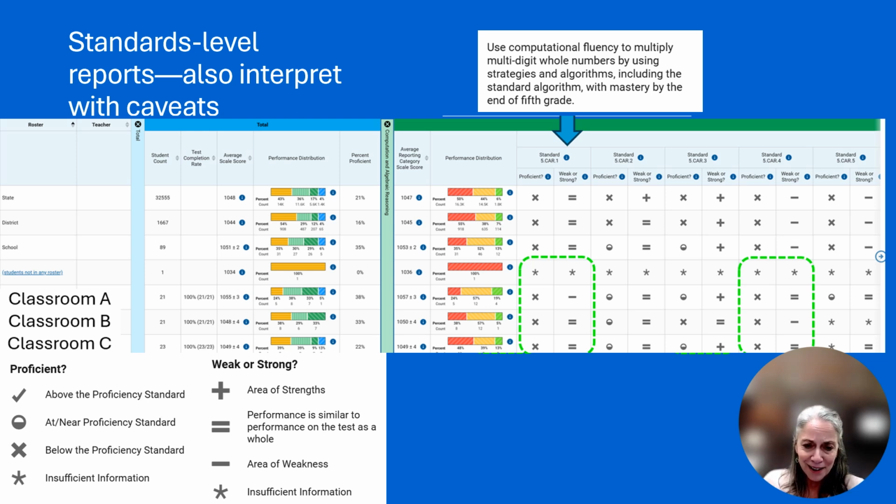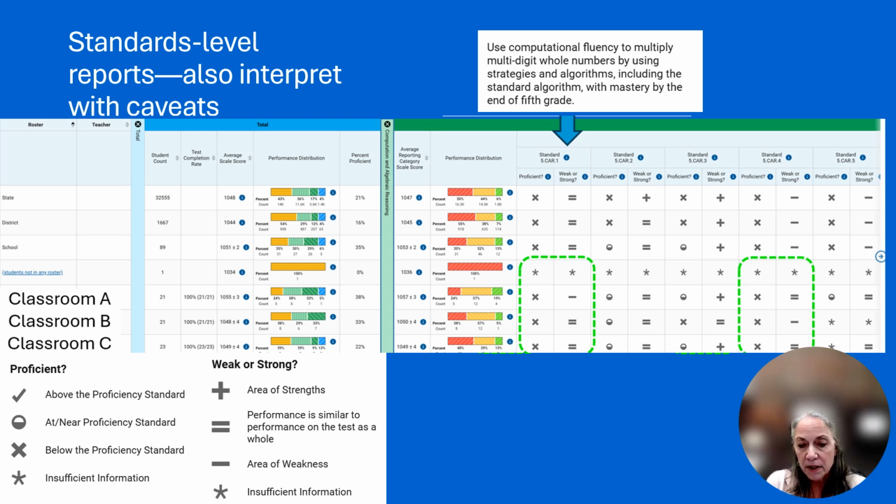But the next column, the weak or strong column, is what I use to figure out where my priorities might be. So if this is a standard that I didn't expect my kids to have had enough opportunity to learn and demonstrate mastery, I'm not going to worry about this standard because I'm going to come to it later. And then hopefully by the mid-year or the summative, they've had the opportunity to learn, they've had the opportunity to practice, and they can demonstrate with mastery.